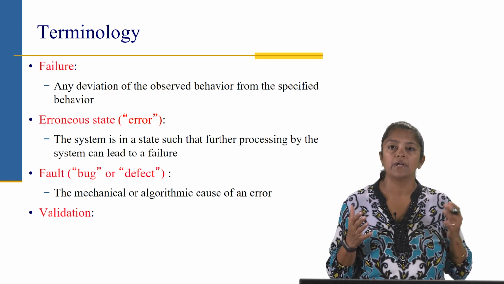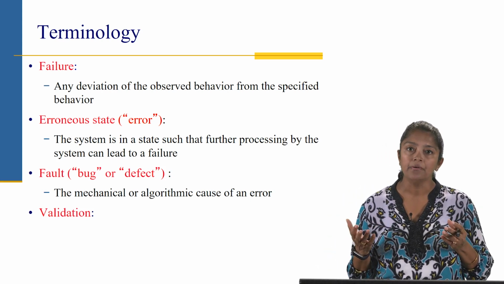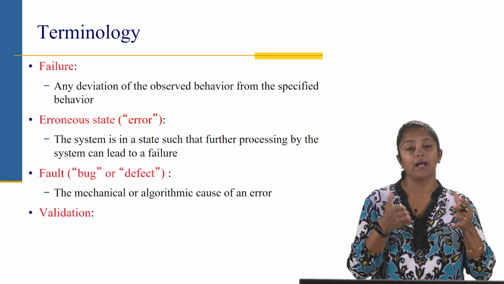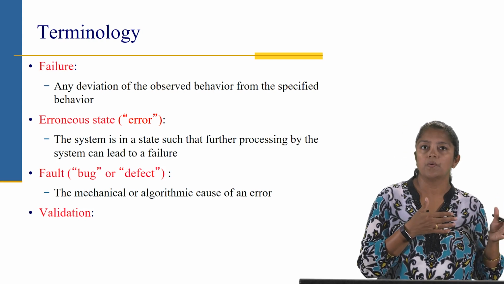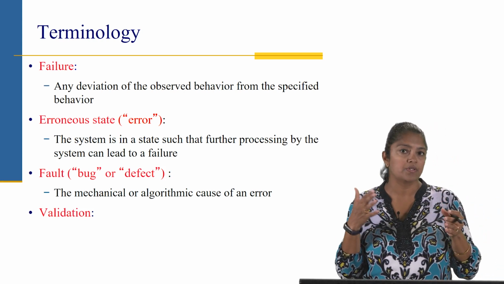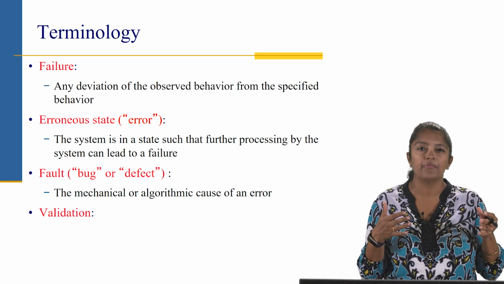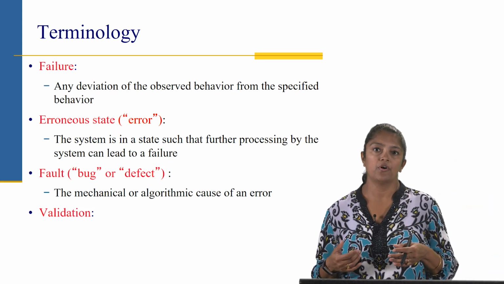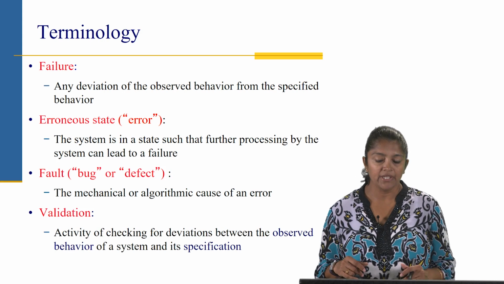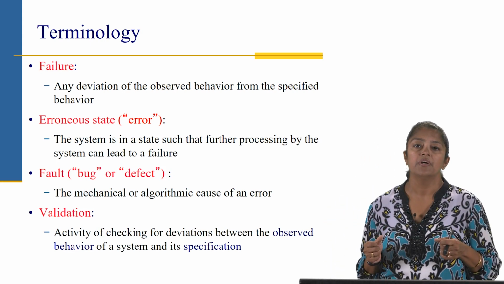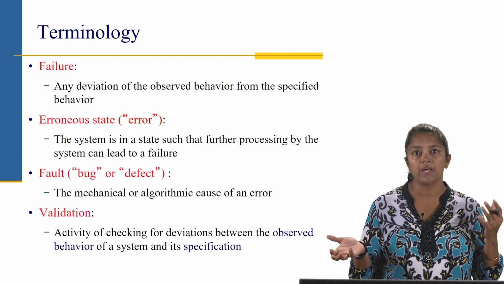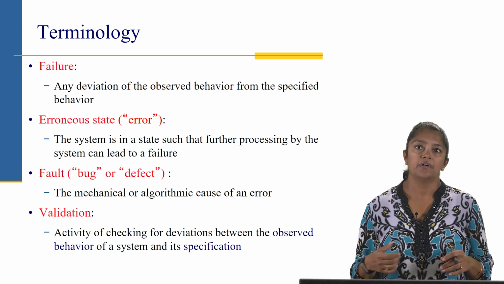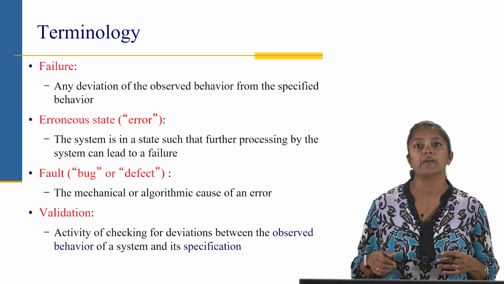The third terminology that we commonly see or hear is fault, also known as bug or defect. This is basically the mechanical or algorithmic cause of an error. So anything that's in the program, in the code, or some kind of a mechanical fault or a hardware fault that could cause an error and eventually a failure is what is a fault, bug, or defect. And finally, validation is basically the activity of checking for deviations between observed behavior and its specifications. So it's basically this whole process or activity of confirming that the system is behaving the way it should behave.